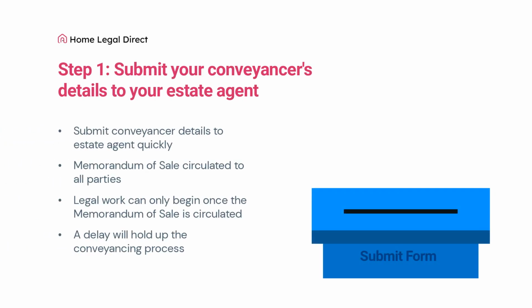Step 1. Submit your conveyancer's details to your estate agent. Once you have instructed your conveyancer, it is important to give their details to your estate agent. The seller will be required to do the same. The estate agent will use these details to produce a document called the Memorandum of Sale.